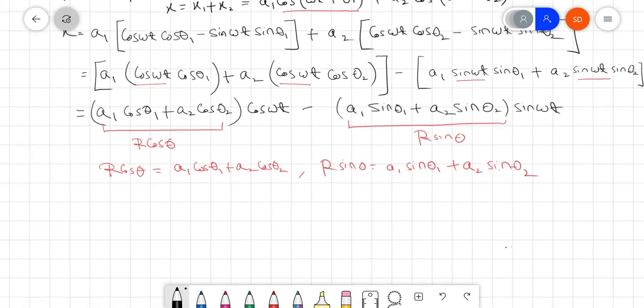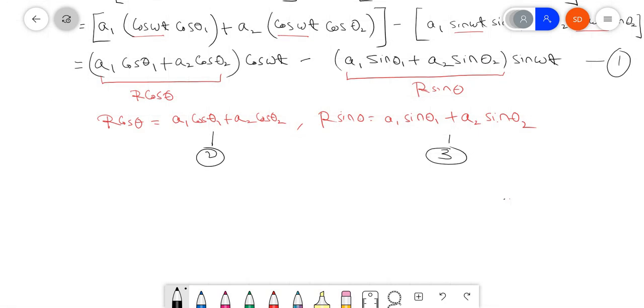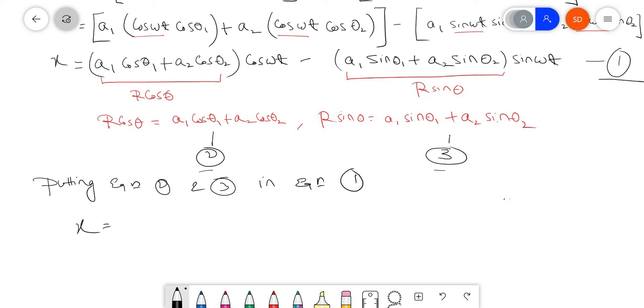Now, this is equation number 1, this is equation number 2, and this is equation number 3. So what we'll do now, let us square and add. Putting equations 2 and 3 in equation 1, what will you get? X will be equal to r cos theta cos omega t minus r sin theta sin omega t.